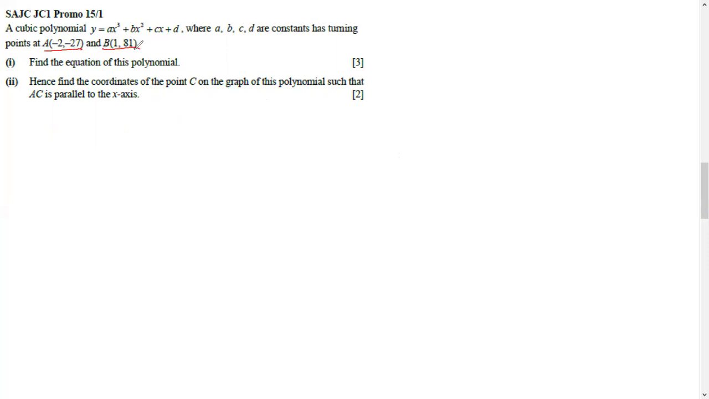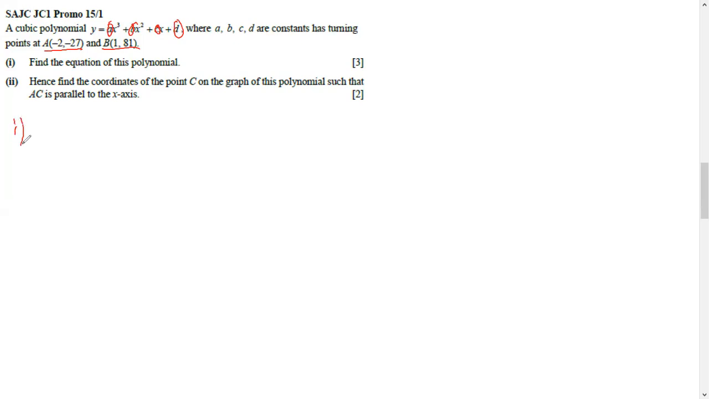So today we have 4 unknowns, a, b, c, and d. Our objective, very simple, is to form 4 equations using the information that is given to us.